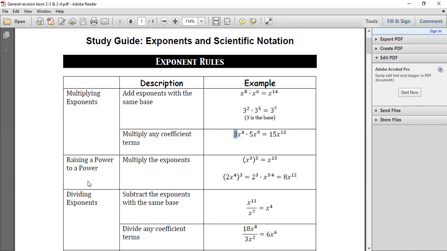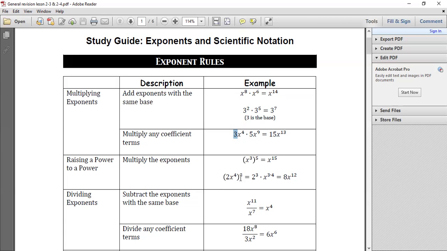Let's move to the next part, which is raising a power to a power. Raising a power to a power, multiply the exponents. When we have x to the power of 3 all to the power of 5, which means we have a power above the parentheses, we have to distribute the exponent above the variable, which means we are going to multiply 3 times 5. Then the answer will be x to the power of 15. Let's move to the next question.